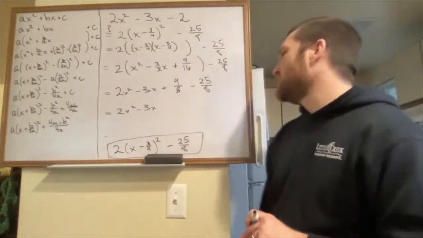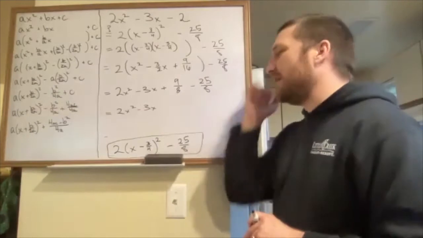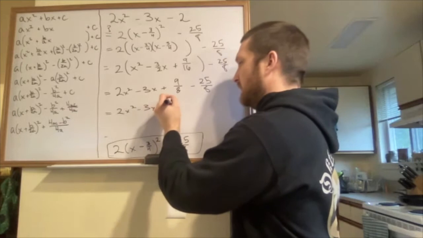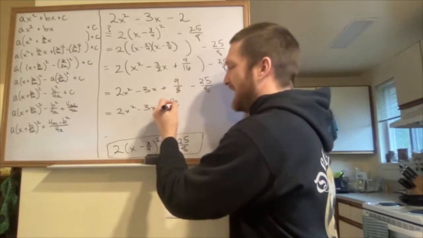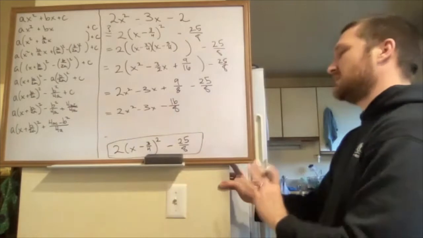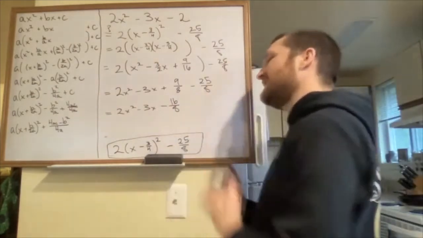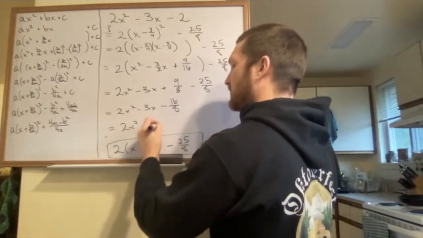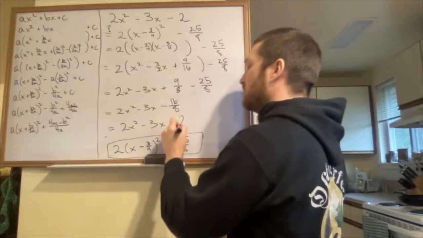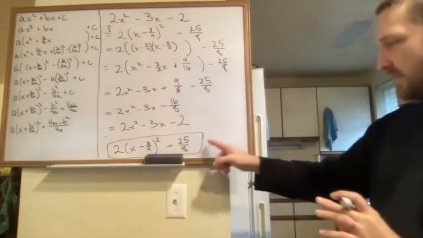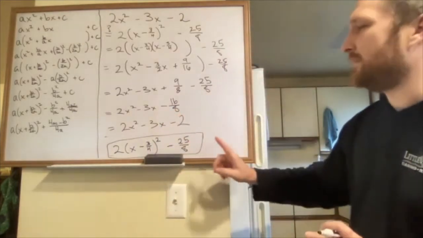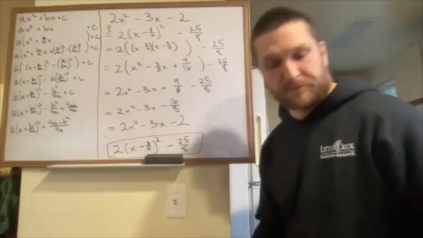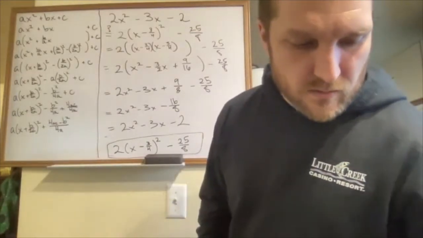No problem. So 9/8 minus 25/8 gives me how many eighths? Well, I guess minus 16/8. I just want to be extra careful about this, so I'm taking it step by step. Then 16/8 is the same thing as 2. So 2x squared minus 3x minus 2. Lo and behold, this thing is exactly the same thing as that. It's just written in a way that helps us out. So okay, that's what those are like.